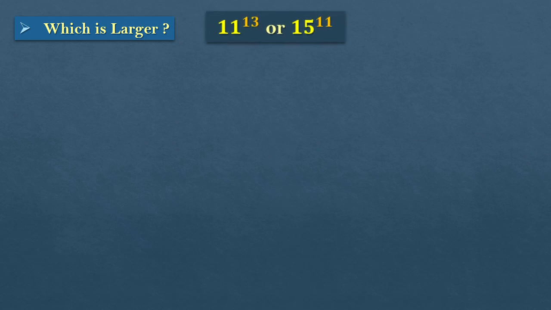Which number is bigger, 11 to the power of 13 or 15 to the power of 11? At first glance, this comparison looks impossible without a calculator. But with the right mathematical insight, the answer becomes surprisingly clear.